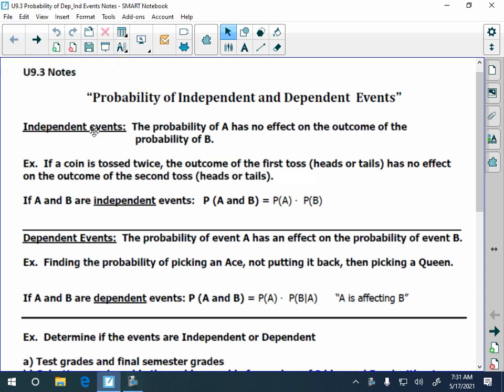All right, hello, Algebra 2. So we are going to go on and do Unit 9.3, which is on probability of independent and dependent events.